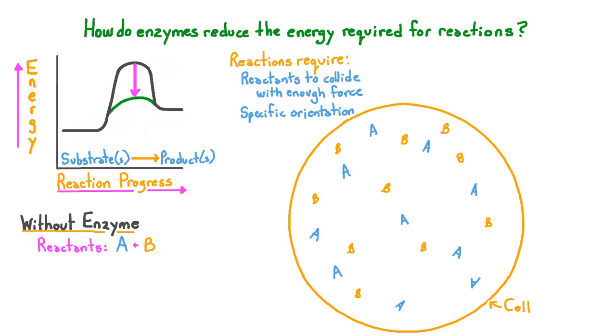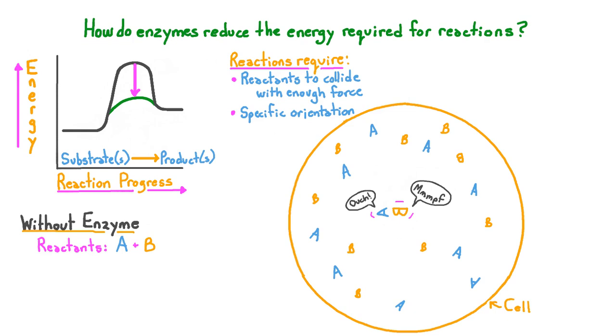In order for a reaction to occur between the reactants A and B, they need to collide with enough force and be oriented in the right way. So if this particular reactant A moves towards B, while this particular reactant B moves towards A, and they collide, there still may not be a reaction.